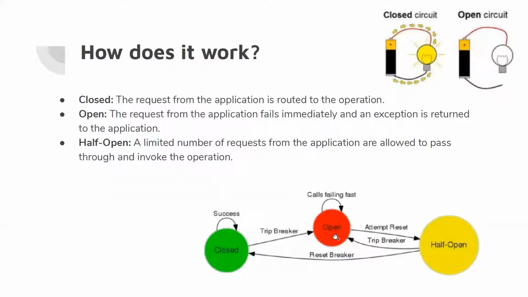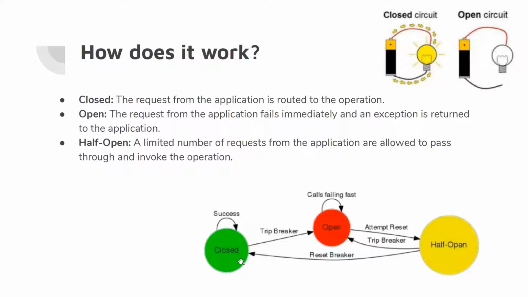Whenever the state is open, the request will not go to the next service. It will immediately return the error to the caller without even making a call to the next service. Another very interesting state is half open. After a certain amount of time, the pattern will allow some requests to flow through to check if the problem still exists. If the problem still exists, it will go back to the open state. Otherwise, it will move from half open to the closed state, making it normal again.